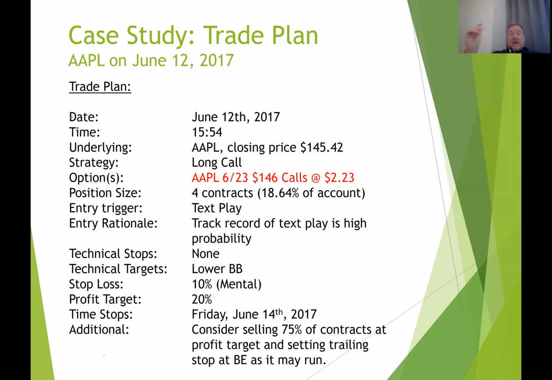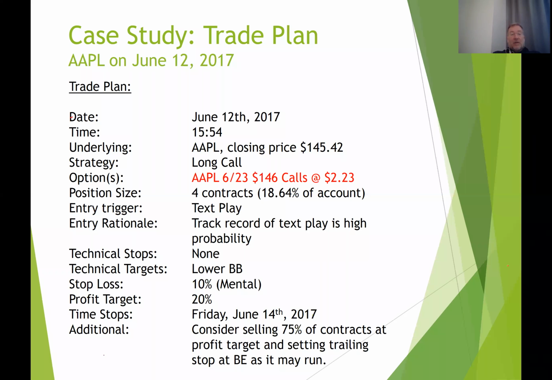Okay, the text play, and here's your template. Here's how you have a trade plan for a text play. Because the second you get yourself into the text play, you just insert what the option is, and you print it up and you put it on your wall. So we are June 12th, towards the end of the day. Apple is closing right around 145.42. We're doing a long call.